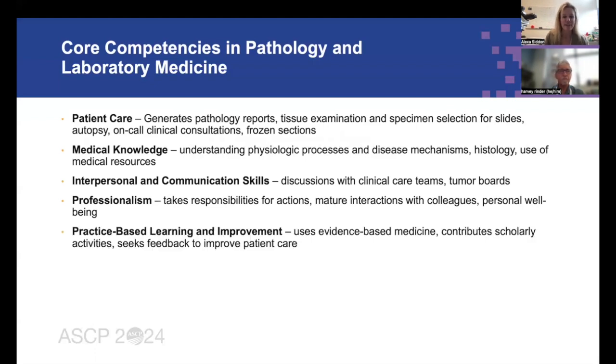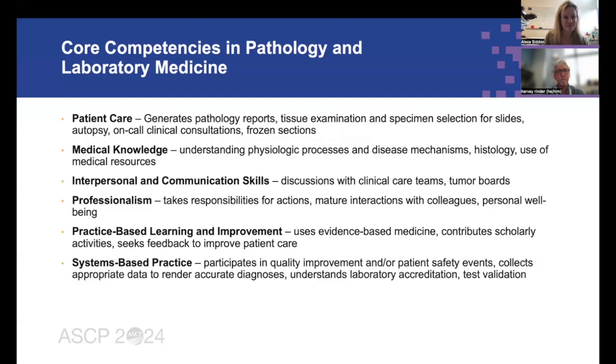Practice-based learning and improvement, our pathology residents are using, again, evidence-based medicine and applying it to our patients. They're contributing to scholarly activities, whether that be doing academic research, publishing case reports, teaching, and then they're also seeking feedback to improve their patient care, which I think is a really important one when you're assessing how you're doing in a learning environment. And finally, our systems-based practice.